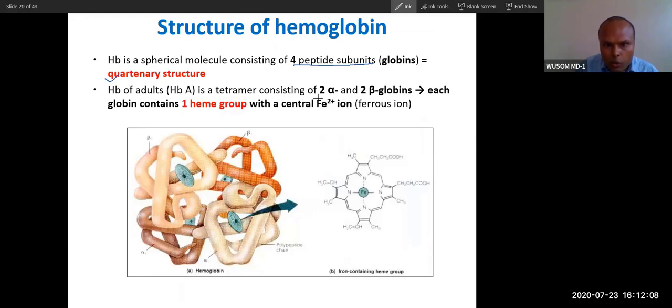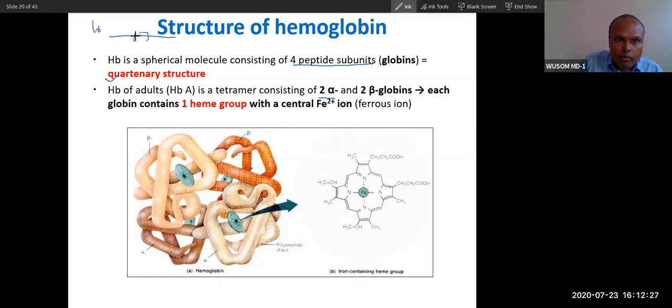And this polypeptide, 2 alpha, you can see there are 2 and 2. So the 2 alpha chains have a very similar structure, the same protein. I have already also told you the gene origin. So alpha originates from the gene on chromosome 16.